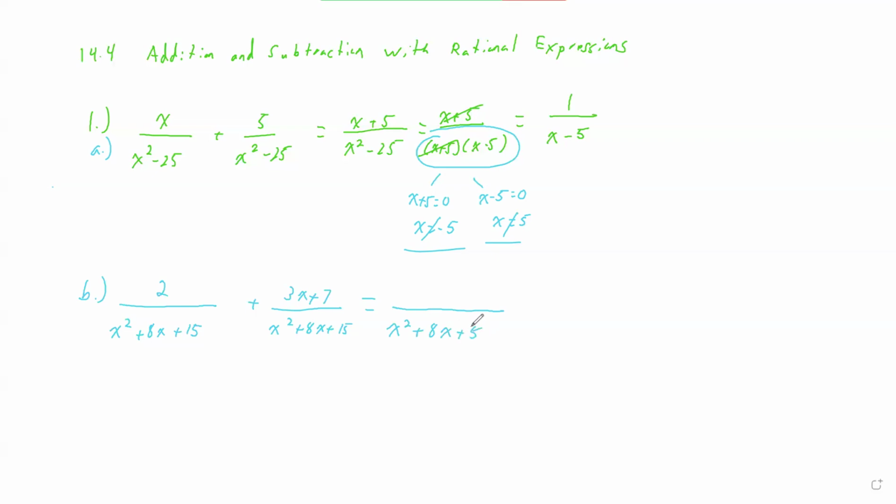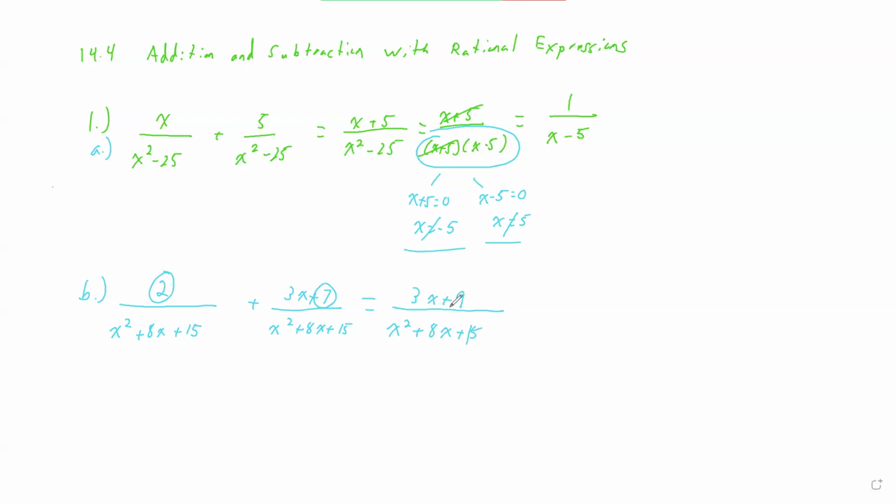I don't actually add the denominators. Got to make sure they're the same. And then I can actually do the operation on top. So I have 2 plus 3x plus 7. So the 2 and the 7 can combine, which will give me 3x plus 9. And then now we're back to 14.2, in which all you have to do is factor, cancel, and write what's left. And then again, determine what x cannot be.